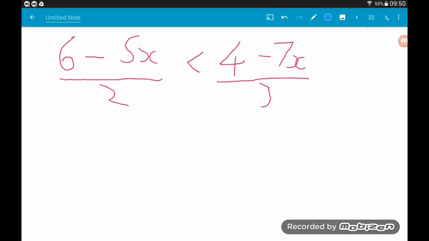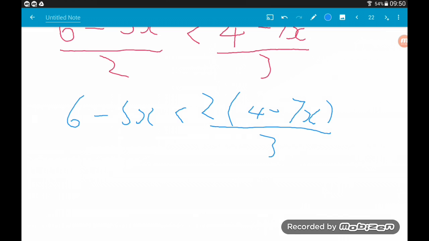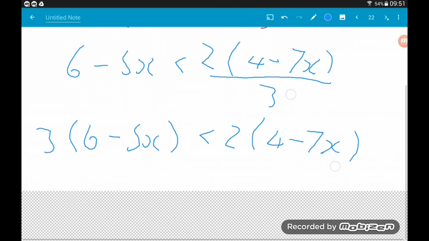So if we first of all multiply through by 2, we get 6 minus 5x is less than 2 lots of 4 minus 7x over 3, and then multiply both sides by the 3. So we get 3 lots of 6 minus 5x is less than 2 lots of 4 minus 7x. So we got rid of the fractions.